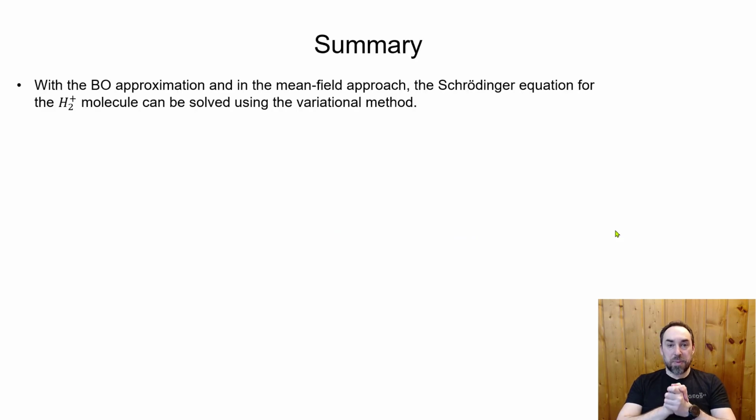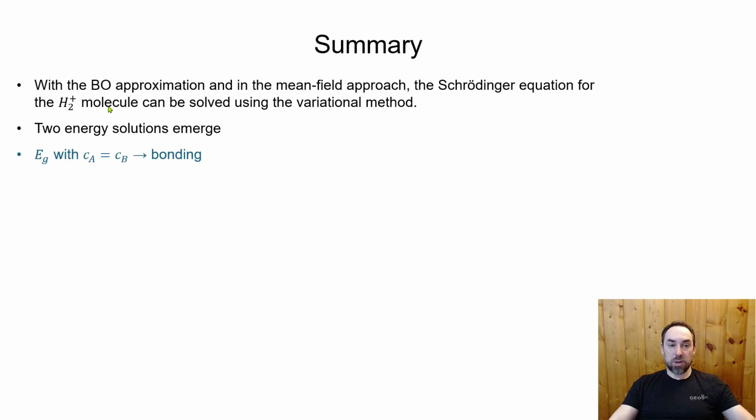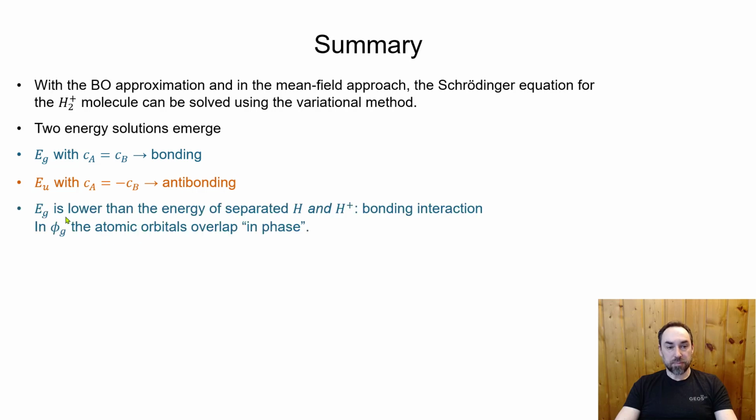All right, let's wrap it up with a nice summary. So what did we learn? That within the Born-Oppenheimer approximation and in the mean-field approach, the Schrödinger equation for the H2 plus molecule can be solved using the variational method. We didn't see how we solved it, but we saw that it can be solved. 2 solutions emerge from that solution. One in which the 2 coefficients of the 2 orbitals are the same, and so we label that solution EG, and we call it bonding. And another one in which the 2 coefficients have opposite sign, we label that EU, and it's anti-bonding.